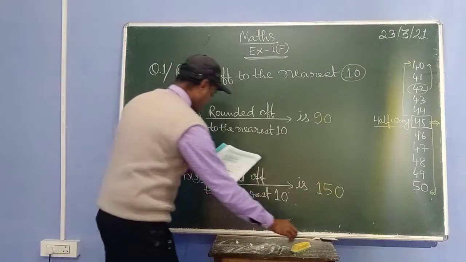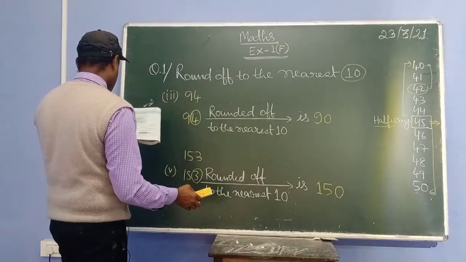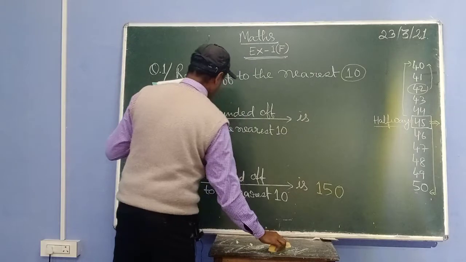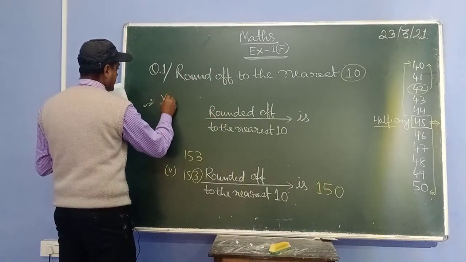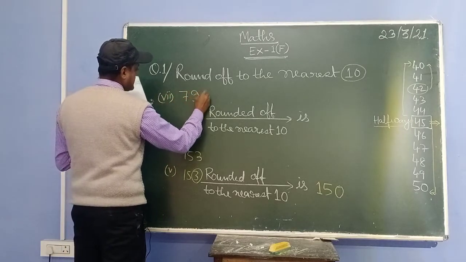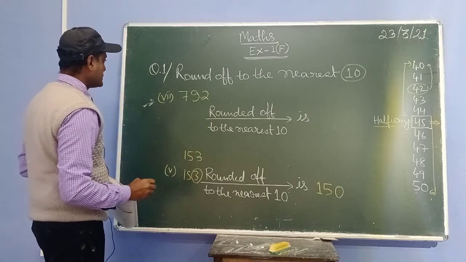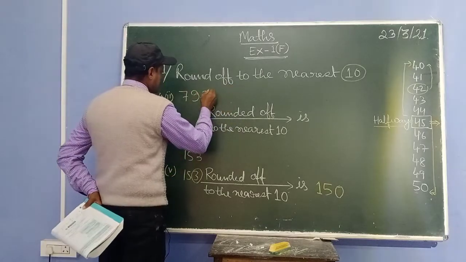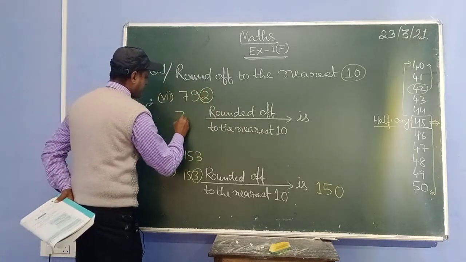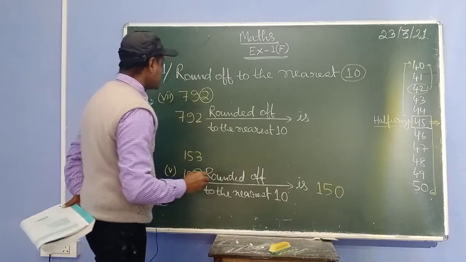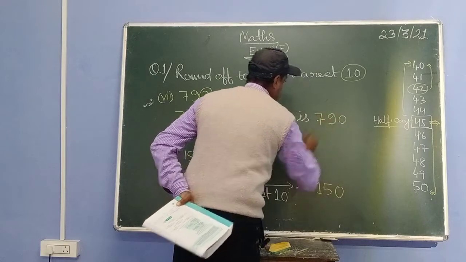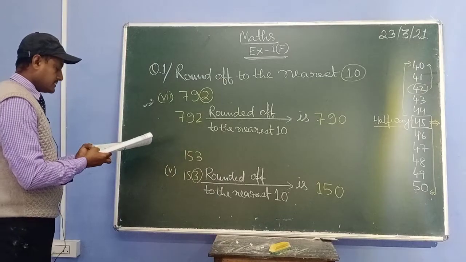We will take one more question, that is part 7. Part 7 is 792, rounded off to the nearest 10. If you see again, 2 is less than 5. So you will write rounded off to the nearest 10 is 790.